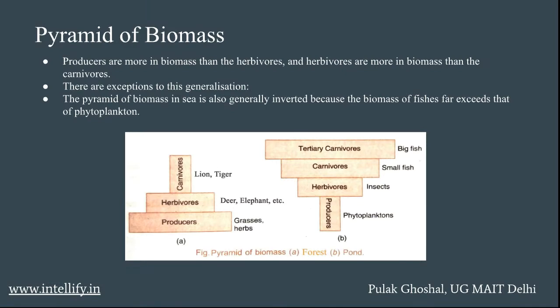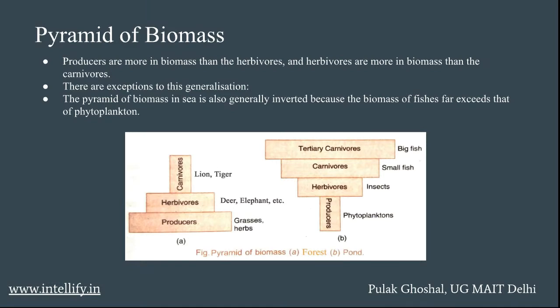As we can say, the pyramid of biomass in the sea is also inverted, because the biomass of fishes far exceeds that of phytoplankton. So the biomass of fishes is more, as they feed on zooplankton and zooplankton feed on phytoplankton, and the big fishes feed on small fishes. So again, the pyramid of biomass for a forest and a pond has been classified.